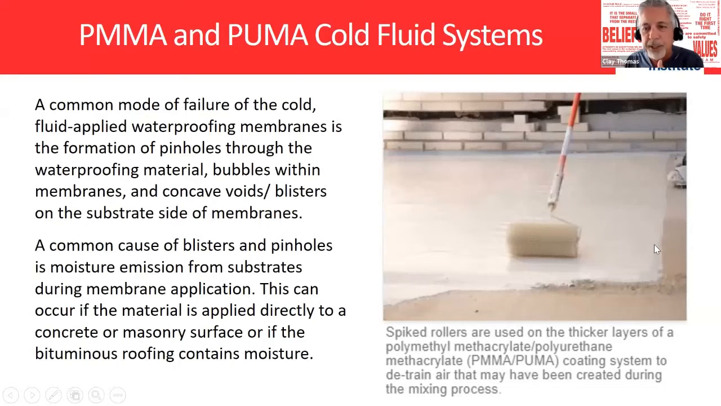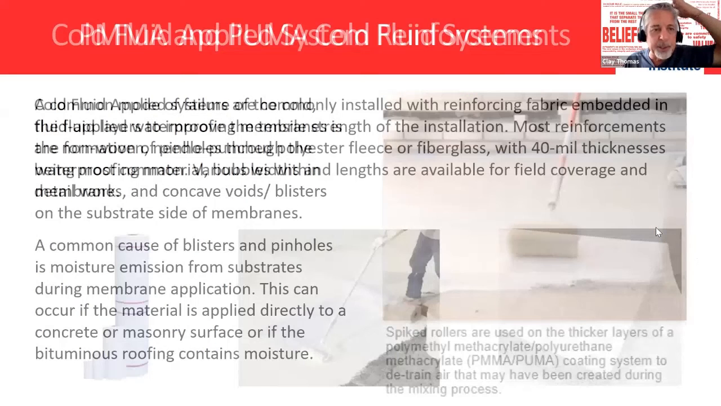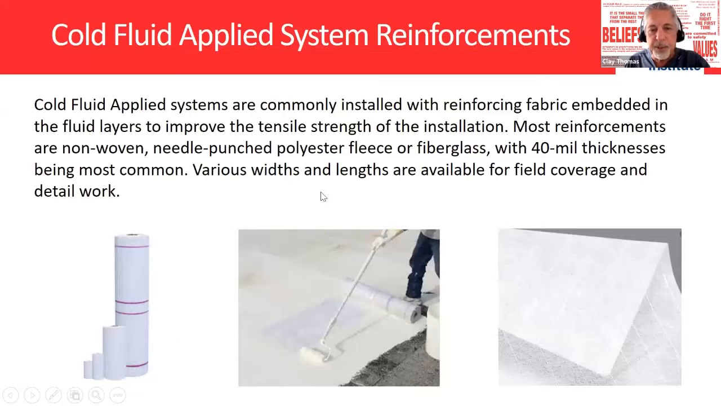So again, a big problem with these types of systems is making sure that you don't get pinholes in the system. Talk about reinforcements that we use in these cold fluid systems, primarily either polyester mat or fiberglass. 40 mil is a common thickness. Also, although I saw in your presentation, Glenn, that 50 and 70 mil are also sizes that are common in the marketplace.